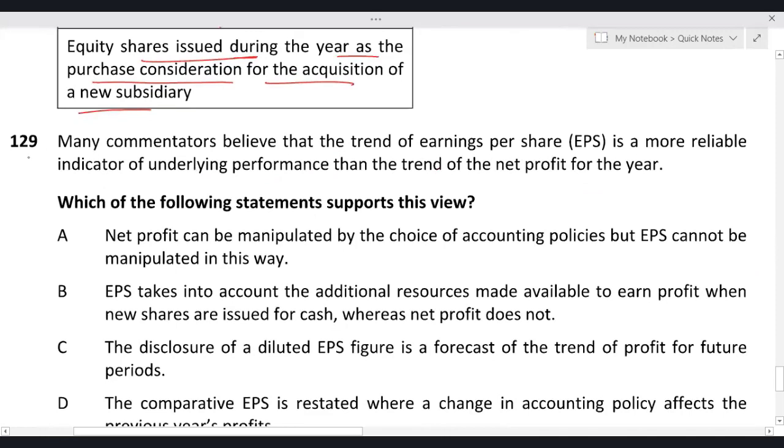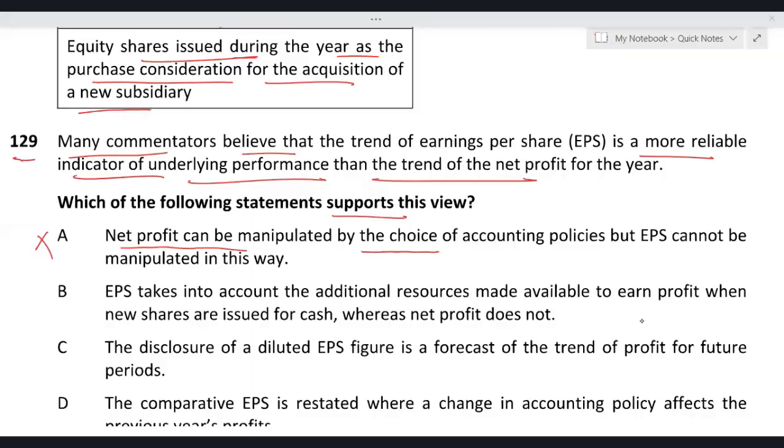Okay. Question 129. Many commentators believe that the trend of EPS is a more reliable indicator of underlying performance than the trend of net profit for the year. Students, just give me a minute, please. Let me repeat. Many commentators believe that the trend of EPS is a more reliable indicator of underlying performance than the trend of net profit for the year. Which of the following statements support this view?